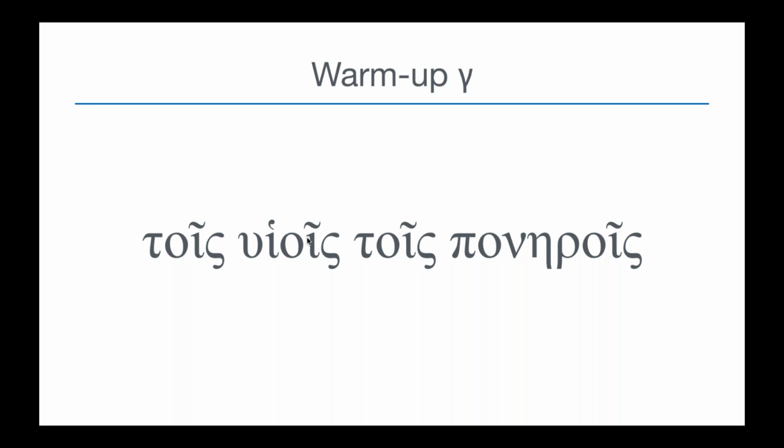Jen, why don't you do this one? So these, okay, I'll read it. Tois huiois, tois ponerois, so they can hear it. So tois huiois is the son, okay. Tois ponerois, that's the evil, so it'd be the evil son. The evil, and it's ois, so it's sons, yeah. To the evil sons. So it'd be to the evil sons or with the evil sons, something like that.